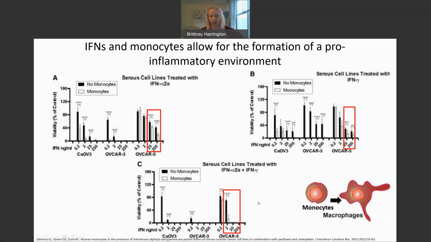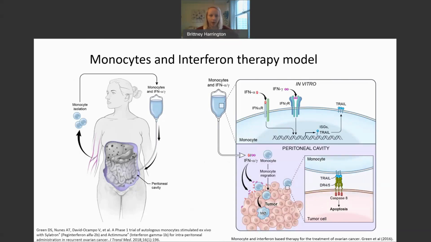So this data, along with some other preclinical data, led to the approval and commencement of a clinical trial. So the trial model for this therapy is taking the circulating monocytes by apheresis of a patient, stimulating them with interferon alpha and gamma, and then reinfusing them to the site of the tumor, to the peritoneum, to have more profound effect.